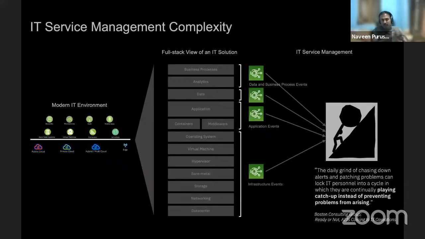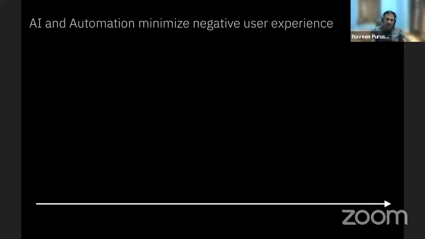And I just wanted to set the context here before we get into what is AIOps and why it is important. So hopefully this context helps in IT service management. Why do we need a better facility, right?